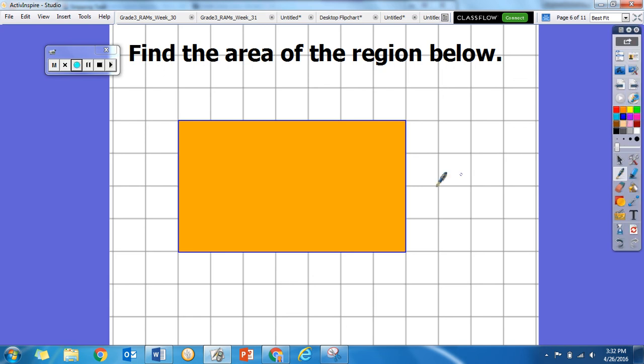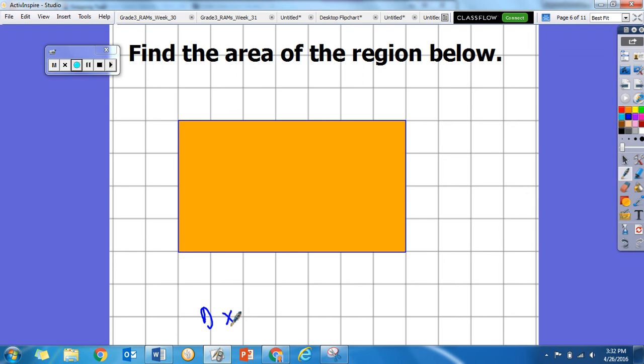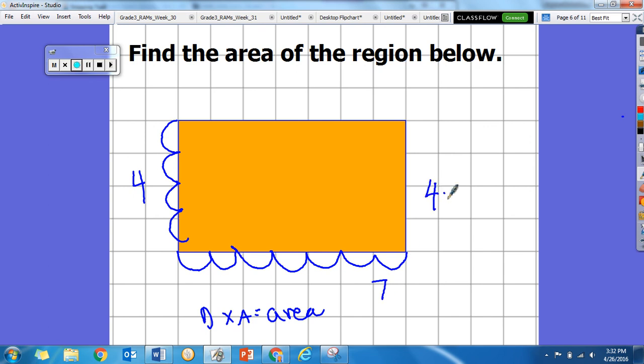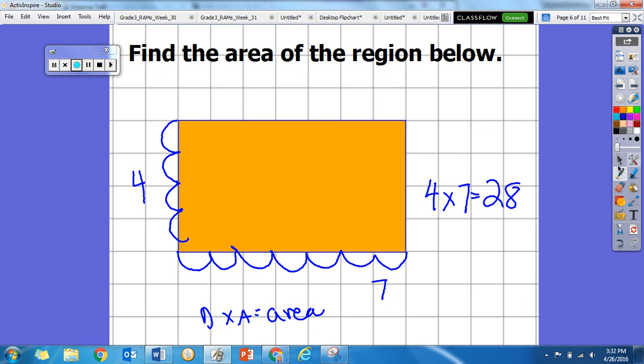Now we're going to do the down times across equals area. Let's count how many down we have. We have, starting at the corner, 1, 2, 3, 4 blocks down. And we have 1, 2, 3, 4, 5, 6, 7 across. And we know that 4 times 7 equals 28. So there should be 28 in all. Good.